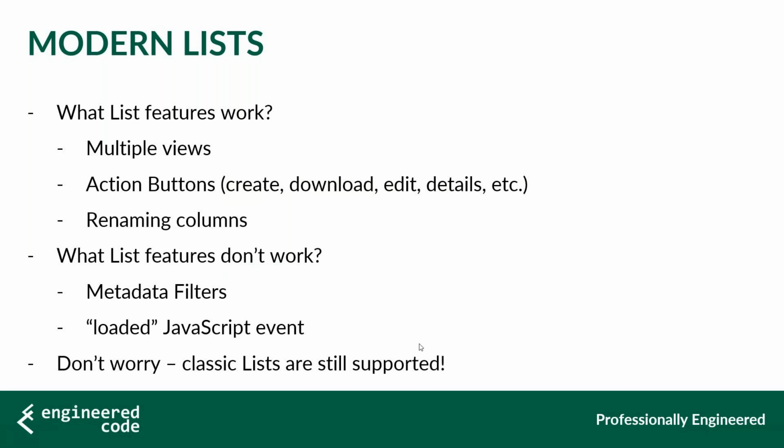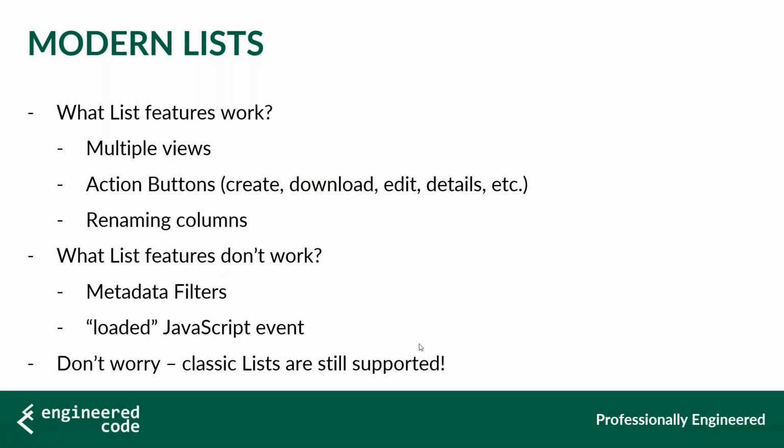There are, however, some things that don't work. If you've got metadata filters set up, those will just not be displayed. Metadata filters allow you to create an area either above or beside your list that can have some advanced filtering. It allows you to filter by specific columns, or you can even set up FetchXML queries. There's a number of different filters you can set up with those. For now, if you want to use metadata filters, you have to use the classic list.